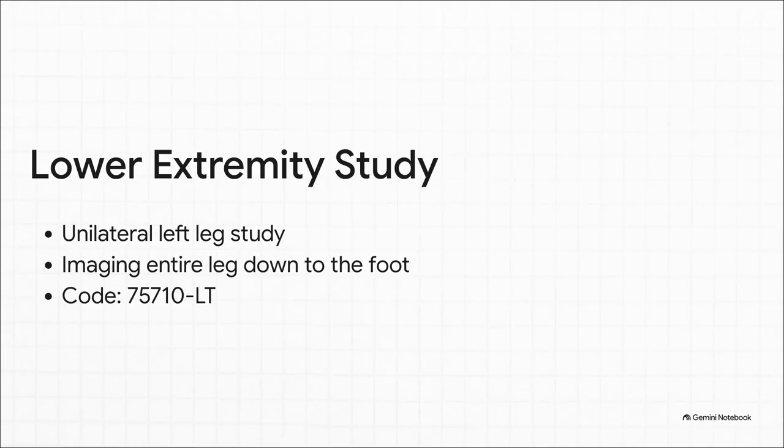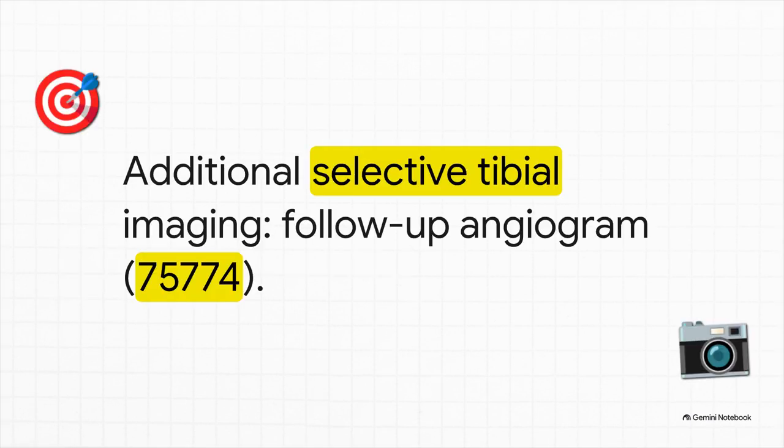Next, from the left common iliac artery, images were taken of the entire left lower extremity, all the way down to the foot. This is a complete diagnostic study of one leg. Therefore, we report 75710. And critically, we absolutely must append the LT modifier to indicate this study was performed exclusively on the left side. But wait, we aren't quite finished yet.